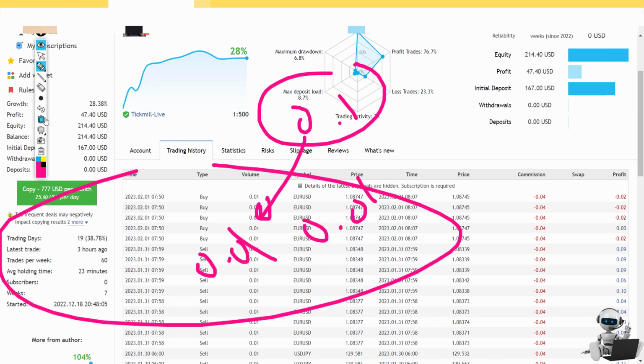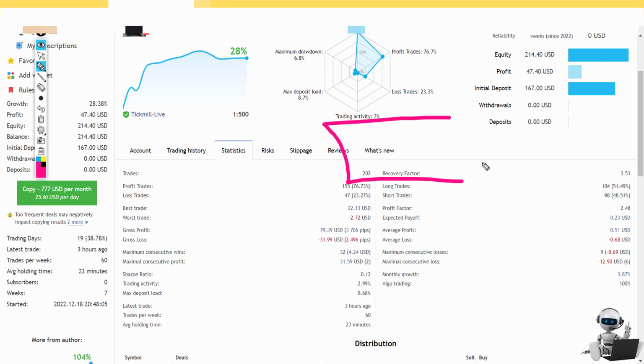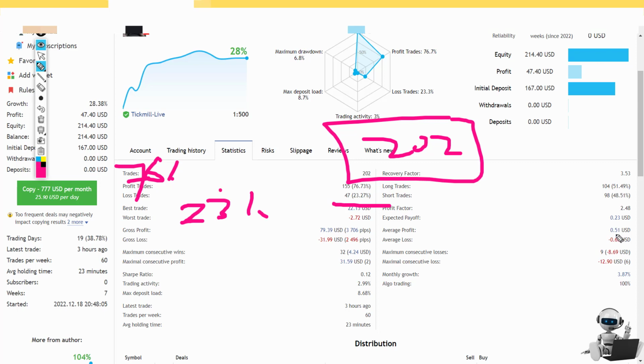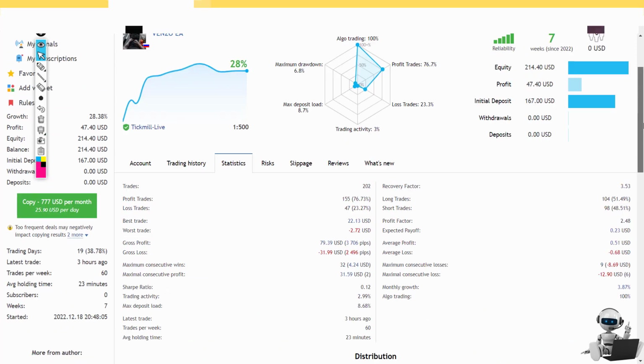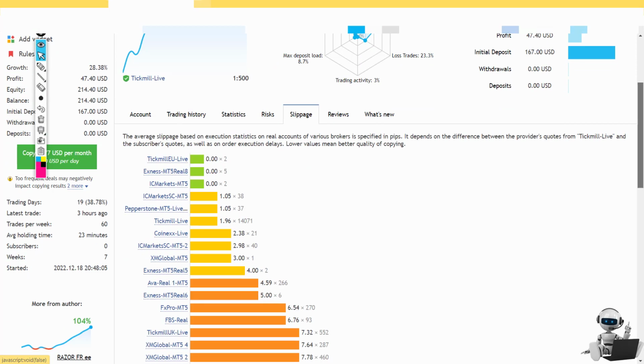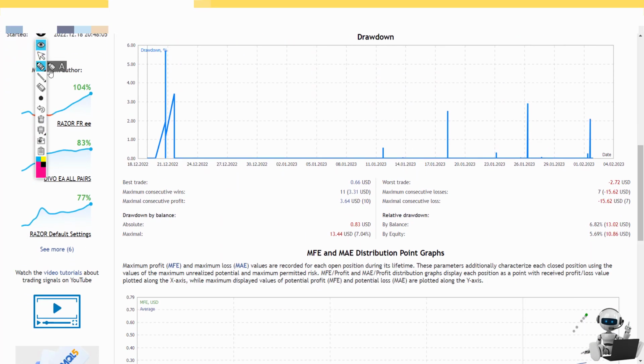So for the statistics, we have 202 trades. The accuracy of the profit is amazing, 76% accuracy, and the losing trades are only 23%. The average profit is almost equal to the average loss, which is very amazing. We have a balance between them. The average holding time, amazing. The EA only works on 2 pairs, so we recommend that you use it on default.